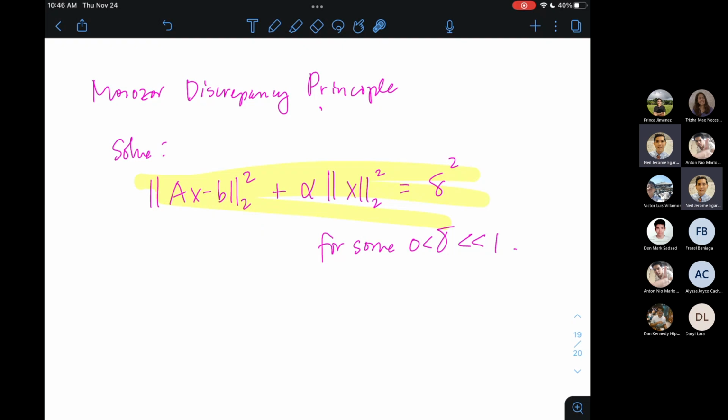Alright? Kasi napakaganda nung fit with the noisy data. Alright? Ito ay Ax minus noisy data. Dapat pala tinest ko ay Ax minus the true data. Kaya lang hindi siya mag-work from a physical point of view because we don't know the true data.